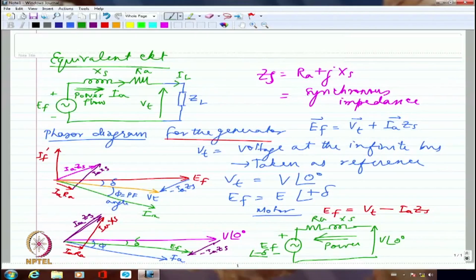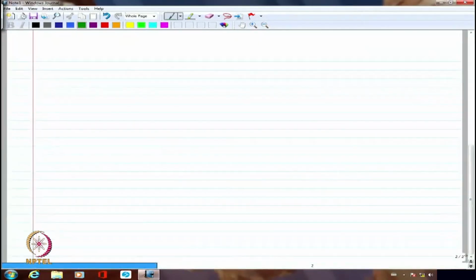If this is clear, let us now look at how to determine the parameters of the synchronous machine by making use of the open circuit test and short circuit test. Right? So let us take a look at that. And what is the power expression? These are the two things that I am going to do, and then we will call it quits. Okay, so let us look at the open circuit and short circuit test of the synchronous machine.